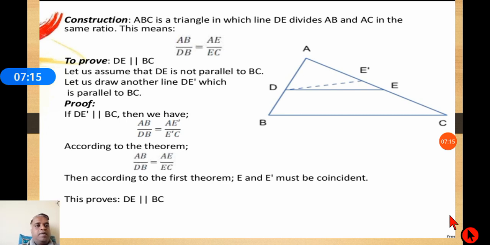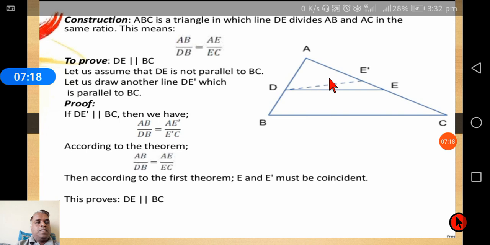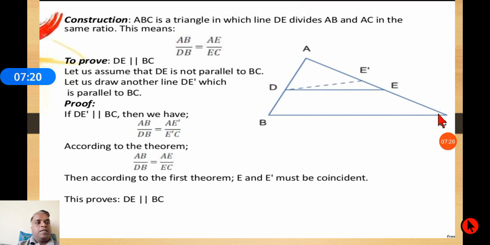Construction: triangle ABC. In triangle ABC, DE divides the sides AB and AC in the ratio AD by DB equal to AE by EC. We have to prove that DE is parallel to BC. Let us assume that DE is not parallel to BC. Therefore, we draw DE dash which is parallel to BC.